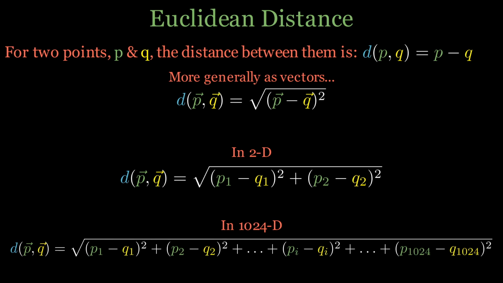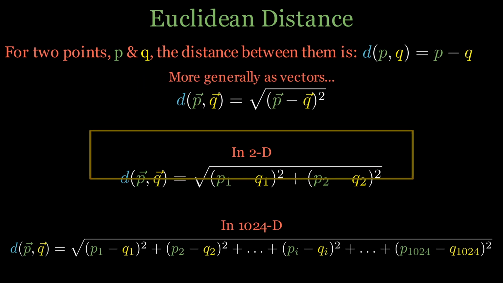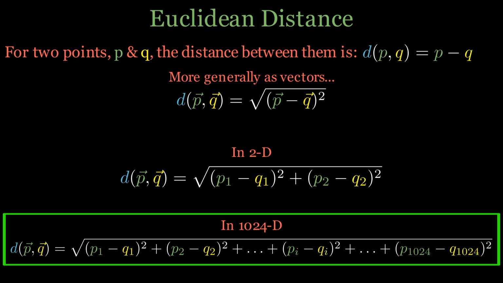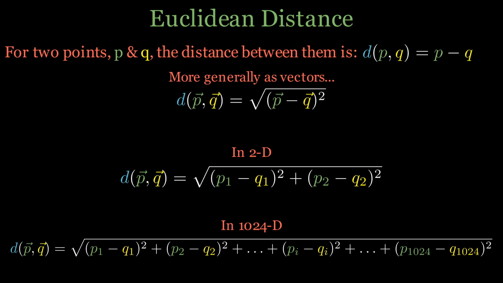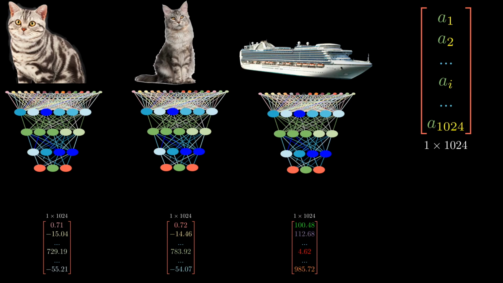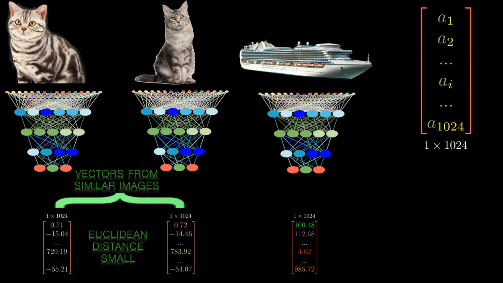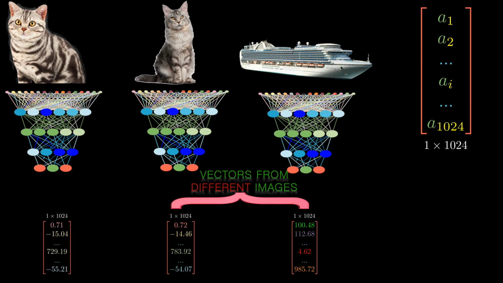The distance between two n-dimensional points is shown on the screen. The specific case of the distance between two 1024 dimensional vectors is shown right at the bottom. Now, while you wouldn't want to calculate this value by hand or with a calculator, it's a simple routine to implement with a few lines of code. In that way, we can calculate the distance between any pair of vectors that are generated by two images. We can calculate the distance between two vectors that are generated by pictures of cats, which should be close, as well as the distance between vectors created by entirely different classes of image.